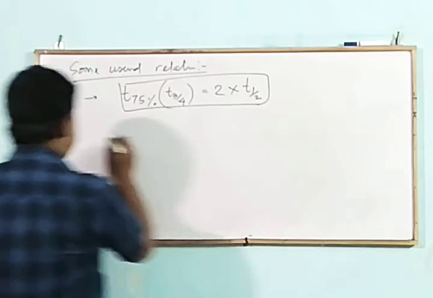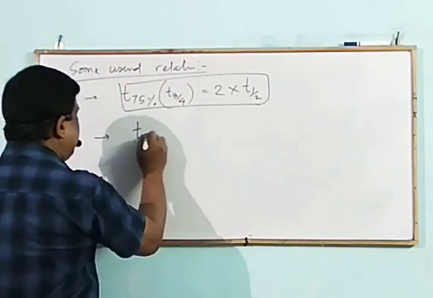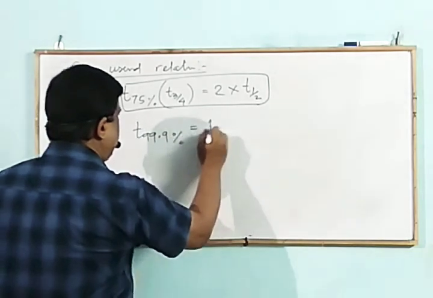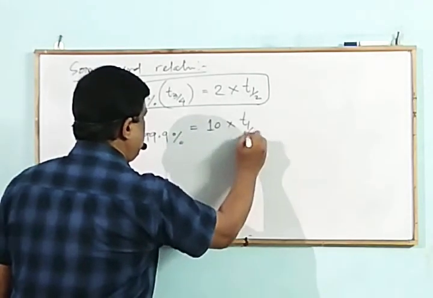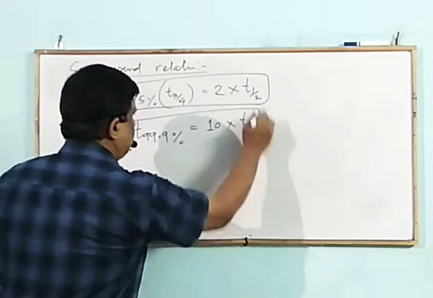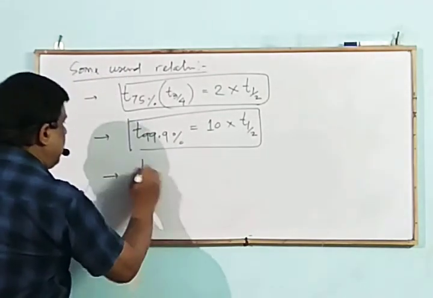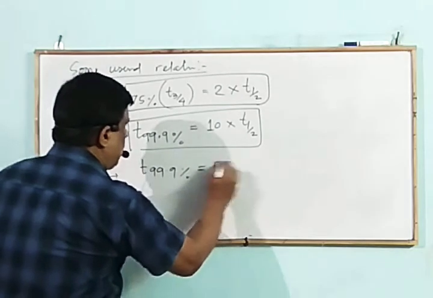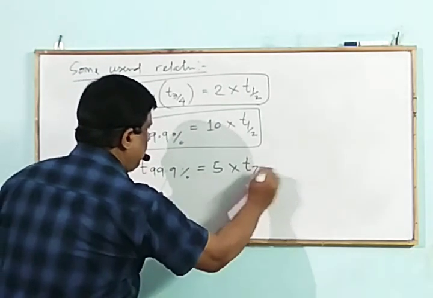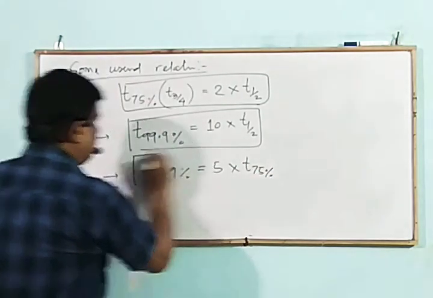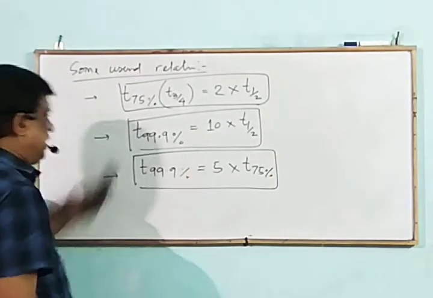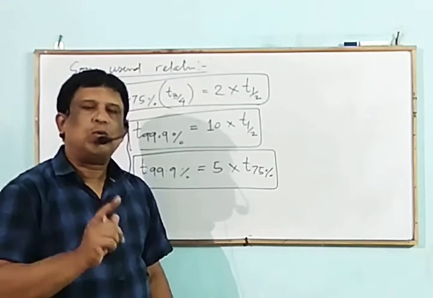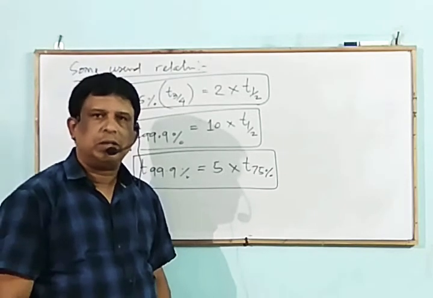It is one expression. Next, T 99.9% is equal to 10 into T half. Next, T 99.9% is equal to 5 into T 75. Mark that. These are also relations. These are also formulas and also one problem, a 2 mark question.